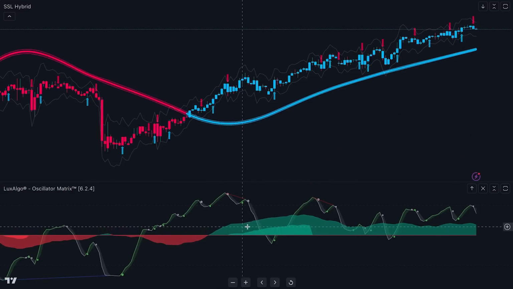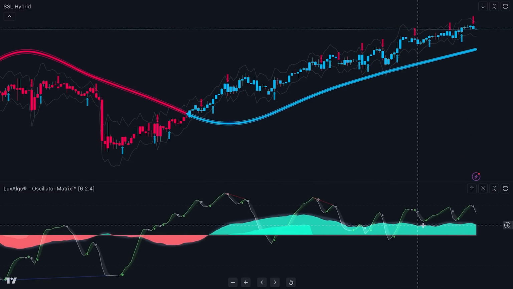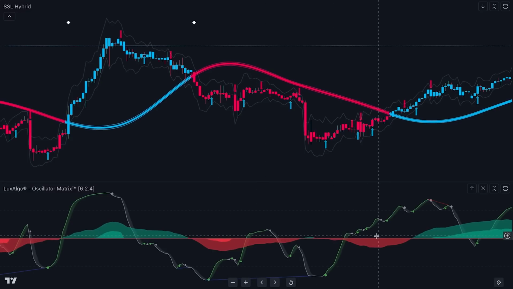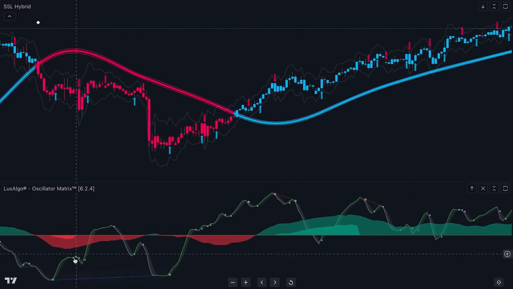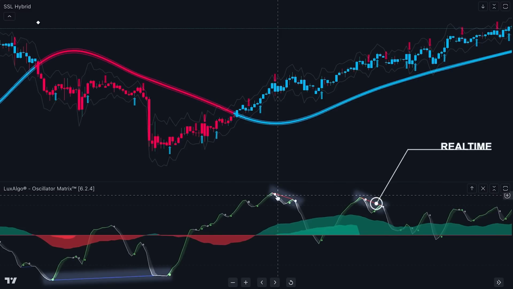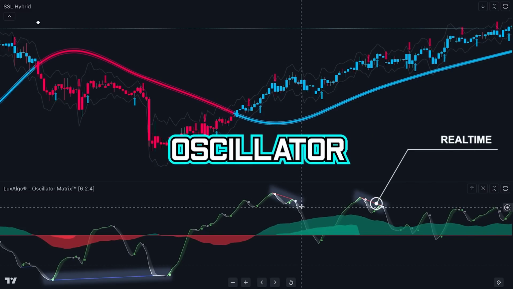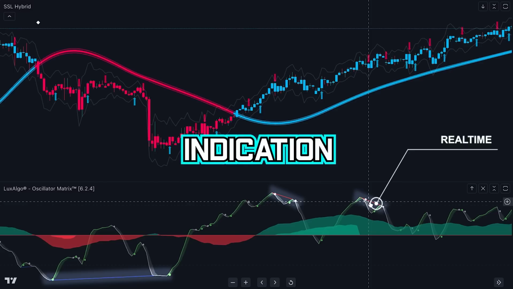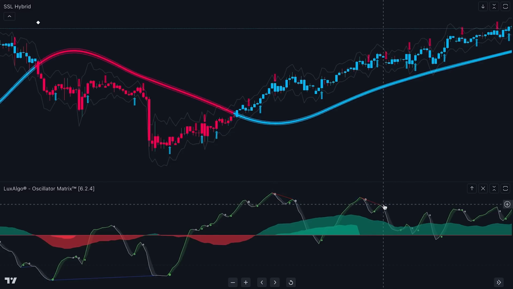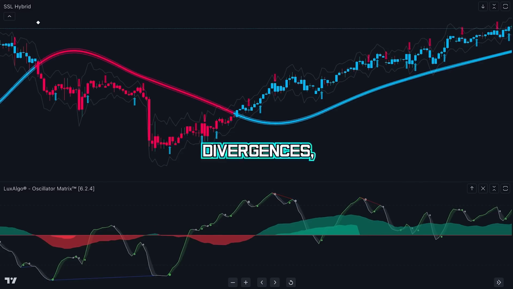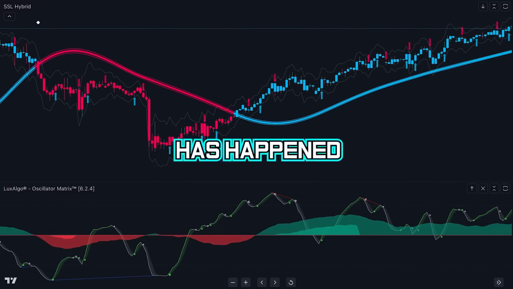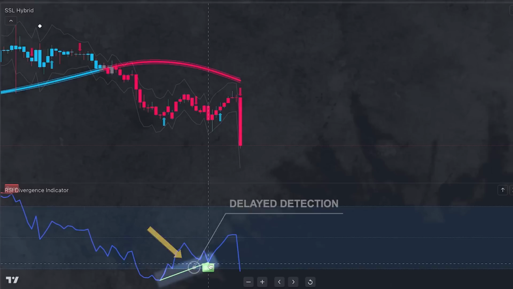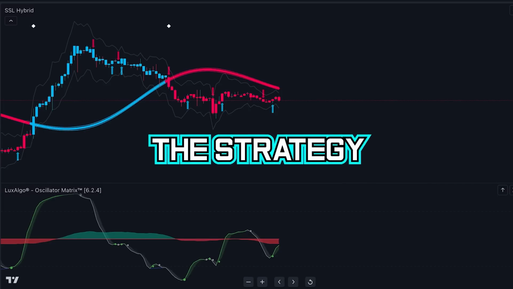The first feature we're using is called the money flow, and it allows us to see if money is coming in or out of the market. The next feature we'll be using is this real-time divergence. A divergence here is when the oscillator trends in a direction different from price and is usually an early indication of market reversals. Unlike most indicators that detect divergences several candles after it has happened, this indicator detects divergences in real time.